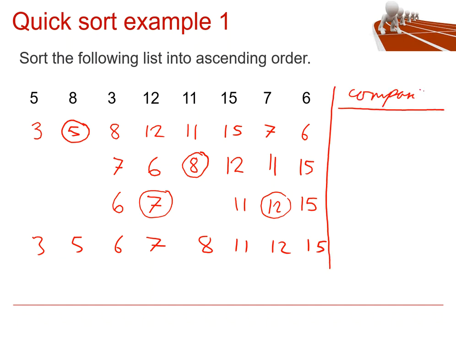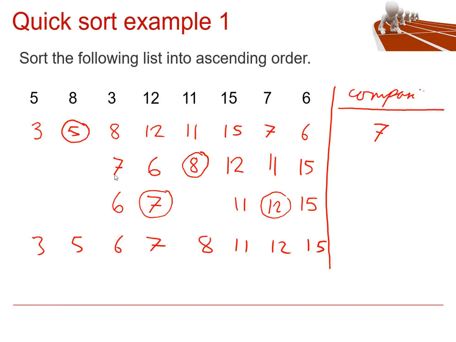So if we think about what happened in this first line, we didn't have to do any comparisons to choose the pivot because we always choose the first item in the list. But after that, all these other numbers had to be compared with number 5 in order to decide whether they were going to go to left or right. So that's 1, 2, 3, 4, 5, 6, 7. So there were 7 comparisons made at that stage.